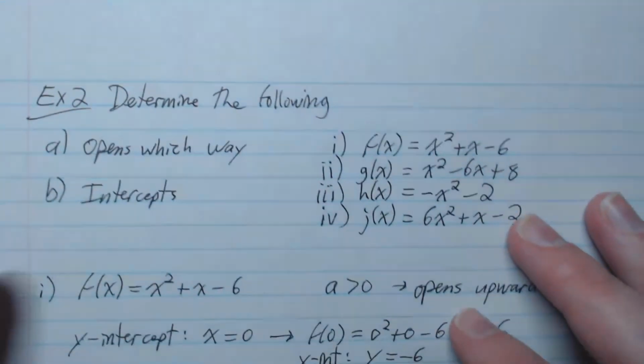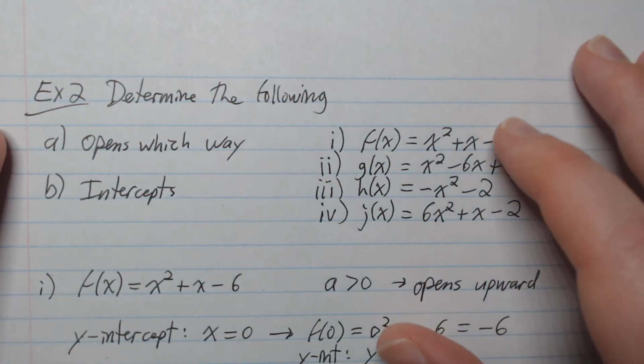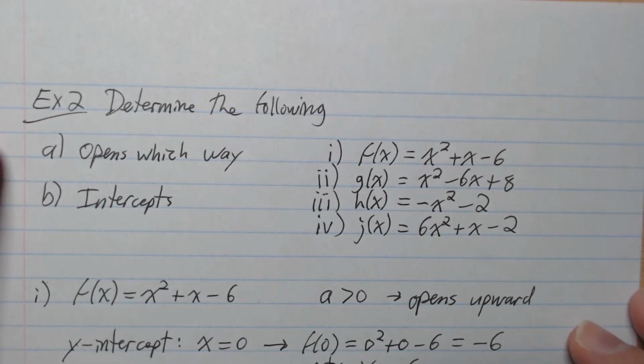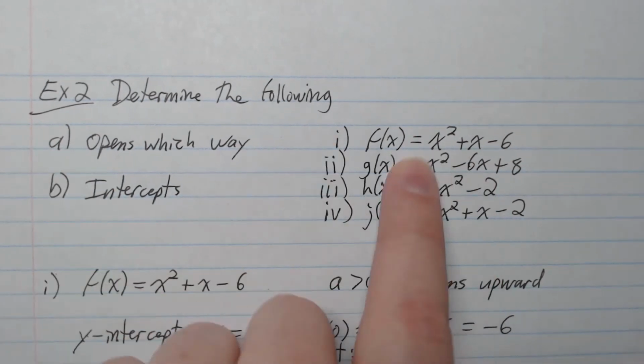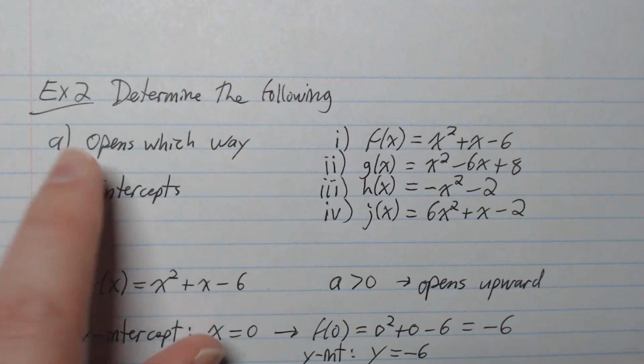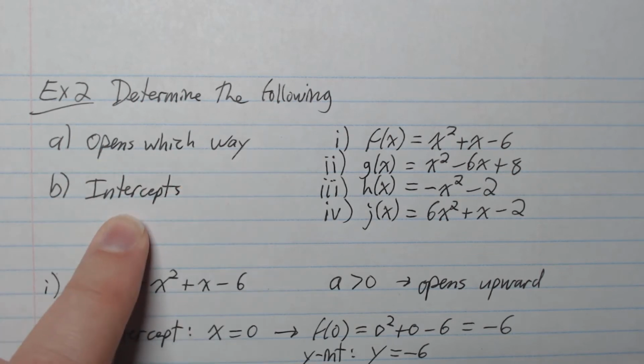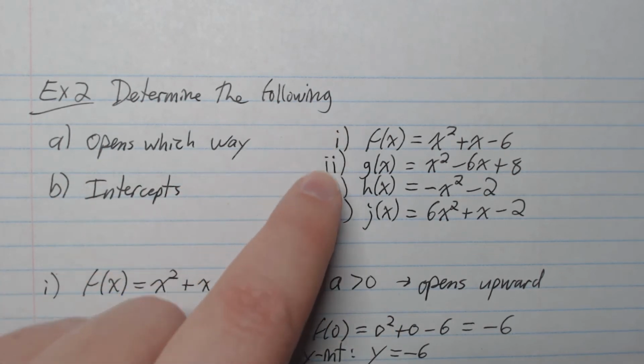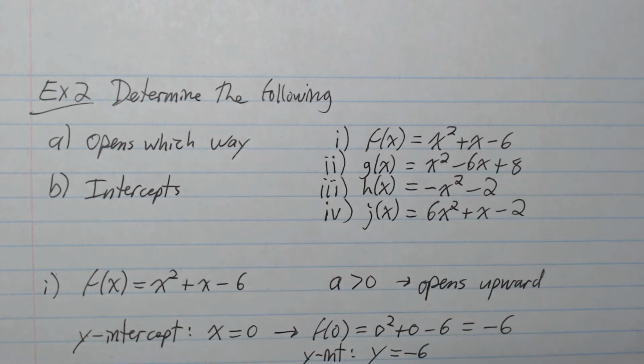Okay, so we practiced getting characteristics or concepts from a graph. Now we're going to practice getting them only from a function. So here, determine the following: opens which way, and what are the intercepts? So 1, 2, 3, 4 questions that we're going to do together.